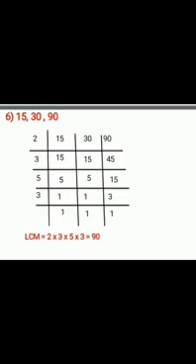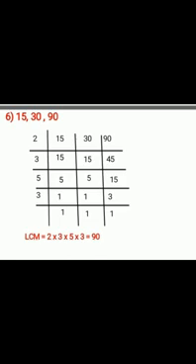Now the sixth sum. Find the LCM of 15, 30 and 90. Now here 30 and 90 is divisible by 2, but 15 is not divisible by 2. So you will write 15 as it is. Then 2 15s are 30 and 2 45s are 90. Then 15, 15, 45. That is divisible by 3.